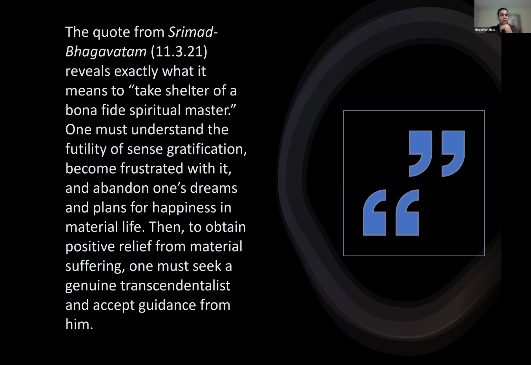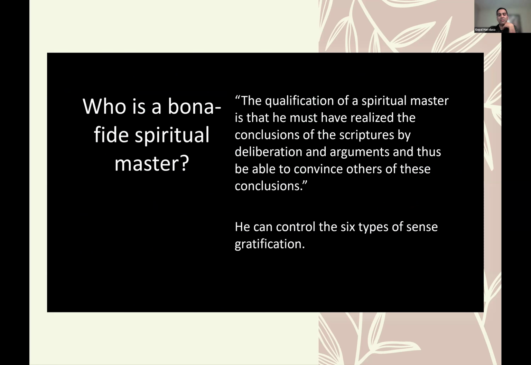So there should be attachment to spiritual life and detachment from material life, and abandoning one's dreams and plans for happiness in material life. This is a part of the process. The qualification of a spiritual master is that he must have realized the conclusions of the scriptures by deliberation and arguments, and thus be able to convince others of these conclusions. He can control the six types of sense gratification.